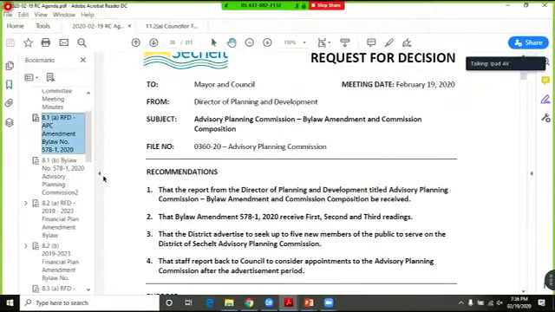This is on page 51, item 8.3B, District of Sechelt bylaw number 587-2020, a bylaw to establish a community amenity reserve fund for the District of Sechelt. I'll look for first reading. Moved and seconded. All in favor? Thank you. Aye. Second reading. Moved and seconded. All in favor? Thank you. And third reading. Moved, seconded. All in favor? Thank you. Aye. Thank you very much.